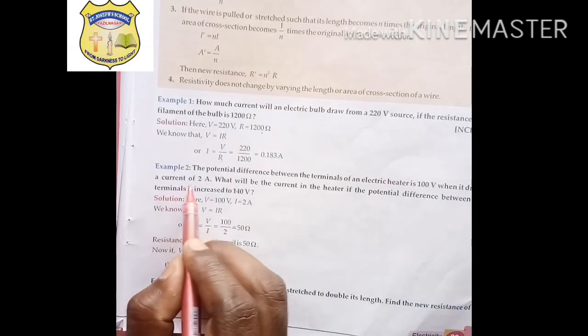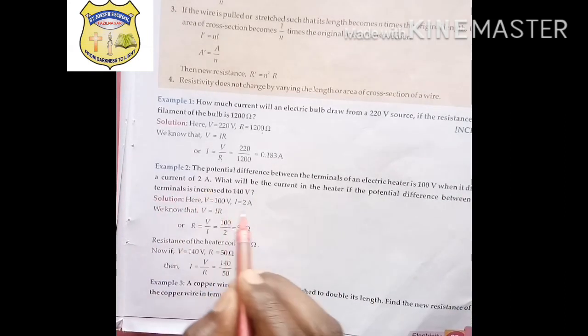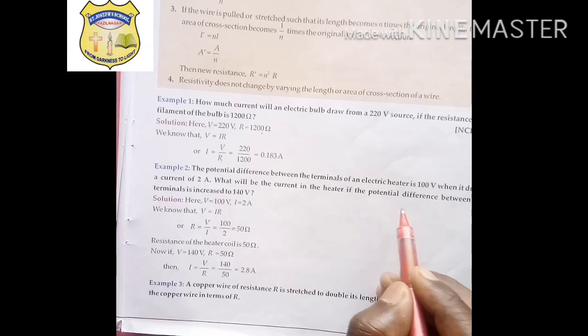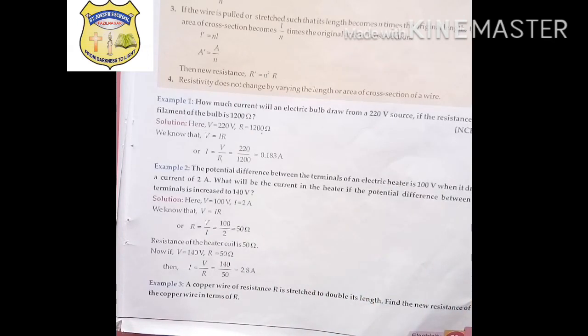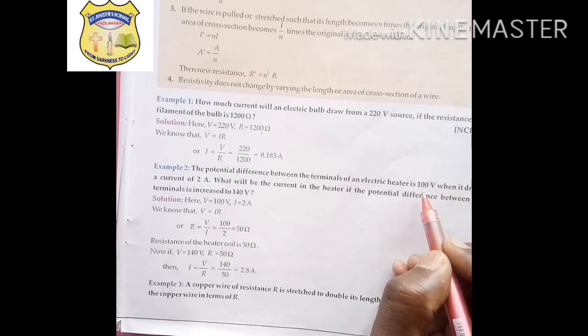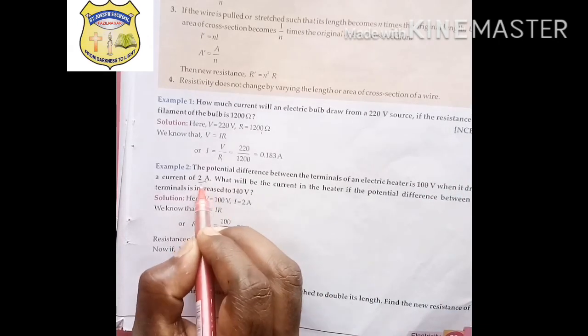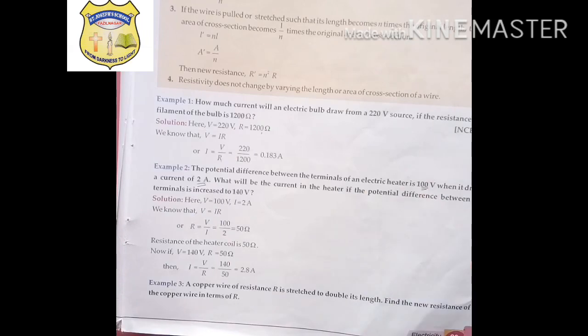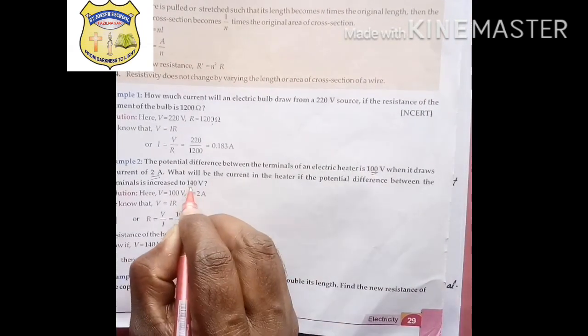And now the next question: the potential difference between the terminals of an electric heater is 100 volt when it draws a current of 2 ampere. What will be the current in the heater if the potential difference between the terminals is increased to 140 volt? अब 100 volt potential difference है और 2 ampere current है, right? और उसमें से 140 volt का potential difference बनाएंगे तो कितना current पास होगा?